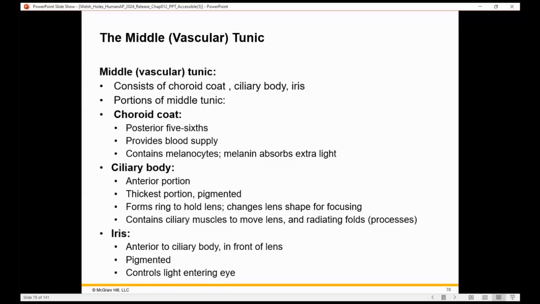And then also the iris. This is anterior to the ciliary body in front of the lens. It's pigmented and it controls the light entering the eye.